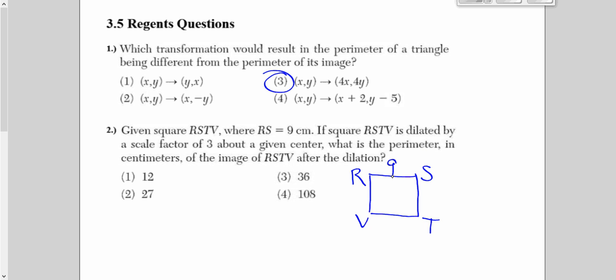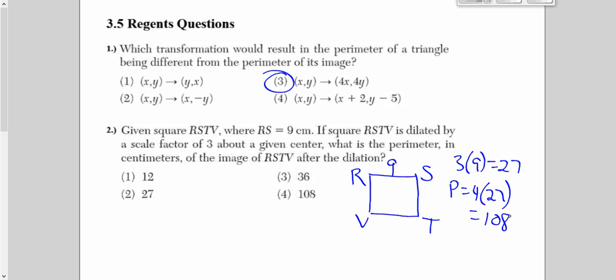Thomas? 108. How did you come to that conclusion? 9 centimeters, scale factor 3. Okay, so he multiplied the sides all by 3, right? So he did 3 times 9 equals 27. So that's the side of the new square. And then you did what? And you got 108.